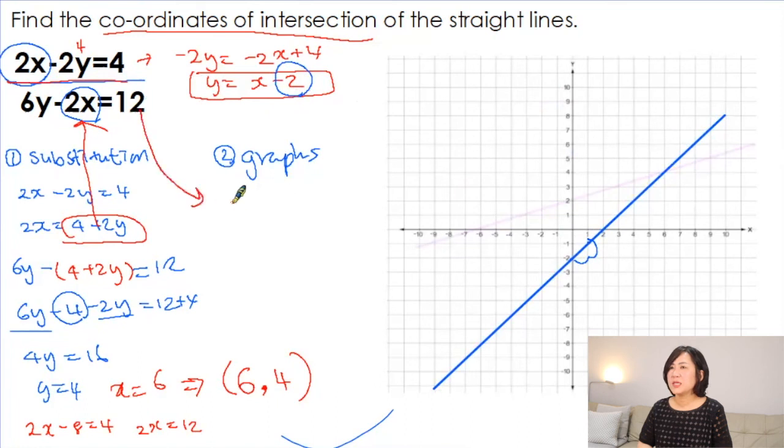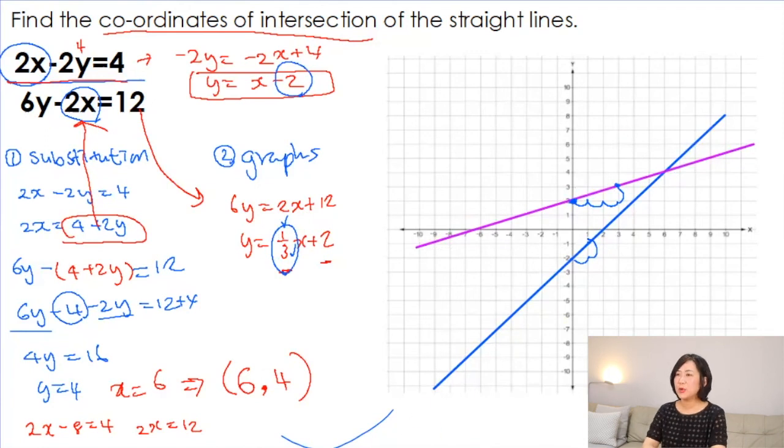The second equation is 6y equals 2x plus 4. y equals 1/3 x plus 2. And then let's begin with our y-intercept. 1/3 is our gradient, that means 3 right and 1 up. Then let's join them together. Now let's find the point of intersection. We already know that 6, 4 is the solution for these two equations. So let's double check with this. So 6, 4, this is the point of intersection of the two equations.